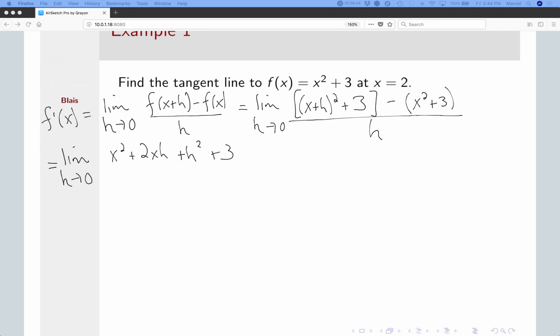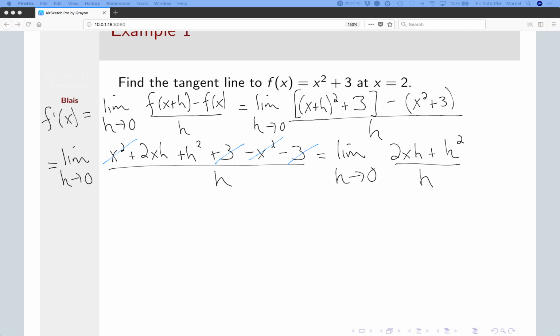Plus 3. And then distributing the minus sign, we'll have minus x squared minus 3, all over h. And you'll see that some terms here cancel. The x squared and the minus x squared cancel. The 3 and the minus 3 cancel. And we're left with 2xh plus h squared all over h. We can cancel one of those h terms.